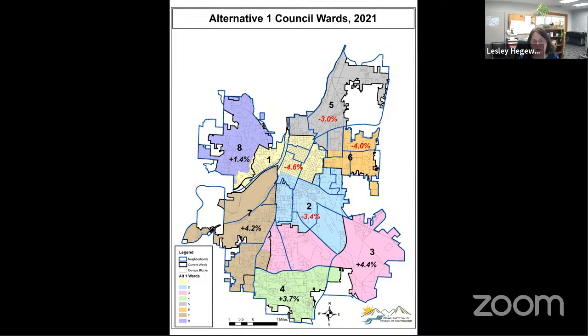And then this is the alternative 1 boundaries with the neighborhood association boundaries. And we really tried to follow the boundaries where we could. It's just really hard to do that with all of the other considerations that we have to deal with.